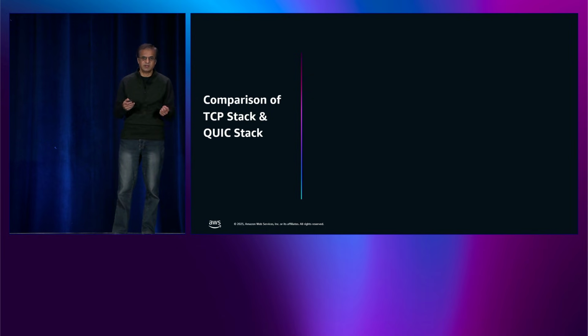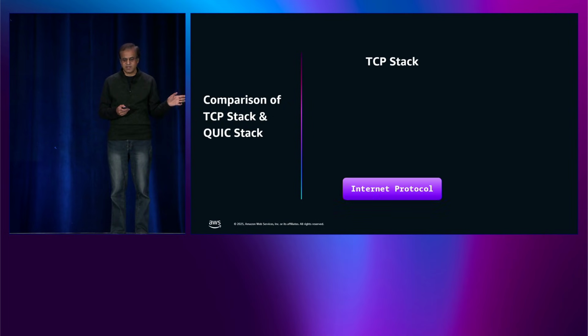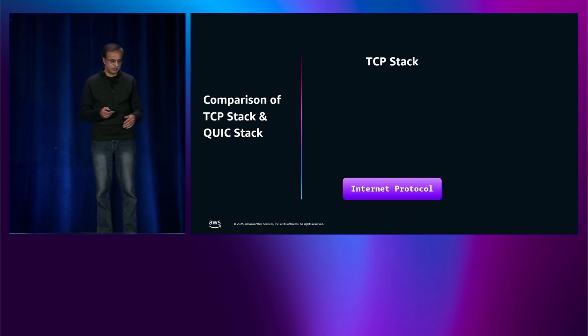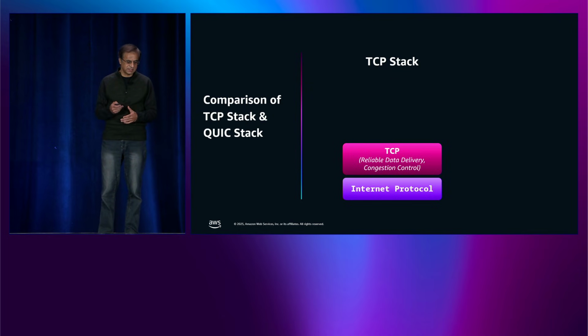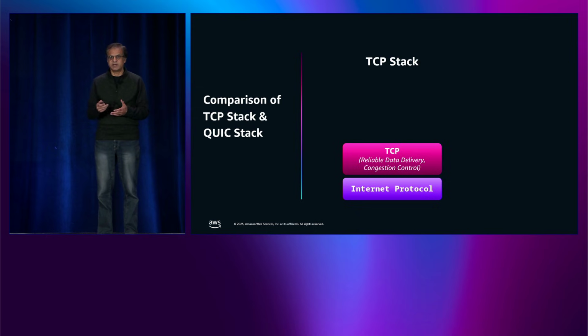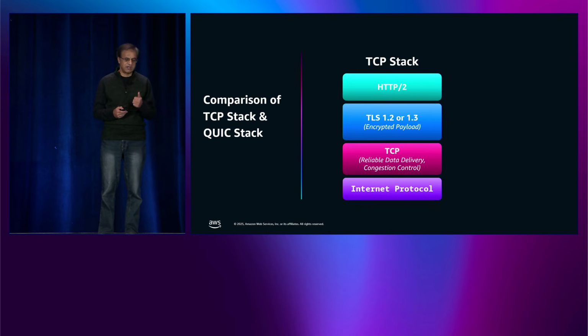I mentioned that QUIC provides some benefits, so let's look at them. First, there is the TCP stack. Let's understand what the TCP stack that we all know looks like. On the network layer, we have the Internet Protocol, and on top of that, we usually run either TCP or UDP. On a TCP stack, TCP provides us with data reliability, as well as congestion control elements. On top of that, we build security using TLS 1.2 or 1.3, and on top of that, our actual application messages go on using HTTP 1.2.